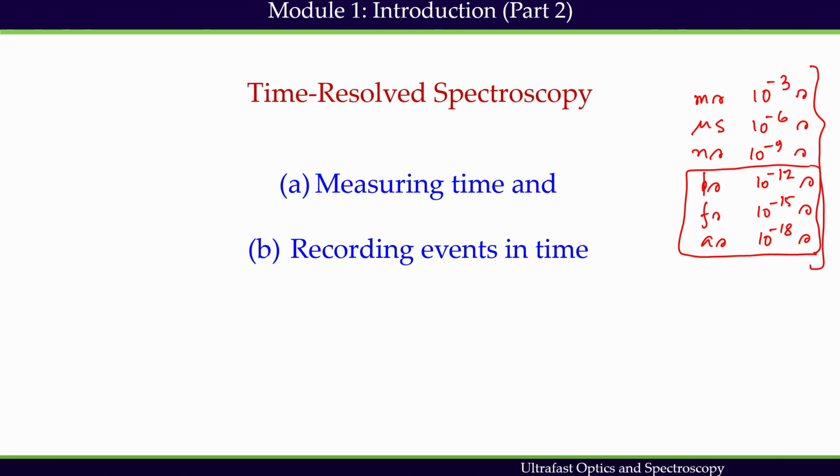If we consider any time resolved measurements, that will include two important measurement elements. The first one is, in any time resolved measurement, we measure time either directly or indirectly, and then we record events in time. So, measuring time, I need a clock. And recording events in time, what I need? I need a time sensitive detector.